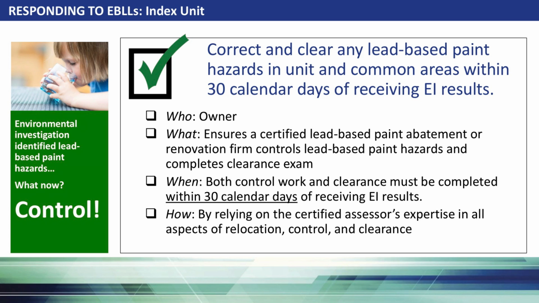Control work includes any necessary abatement, interim controls, and standard treatments of lead-based paint hazards. Clearance is the process that certifies that all the hazards have been controlled or removed. Beyond that simple definition, remember that the renovation and abatement firms are the experts. Owners and PHAs should communicate with them early and often, and make sure to ask questions about anything that is not clear.